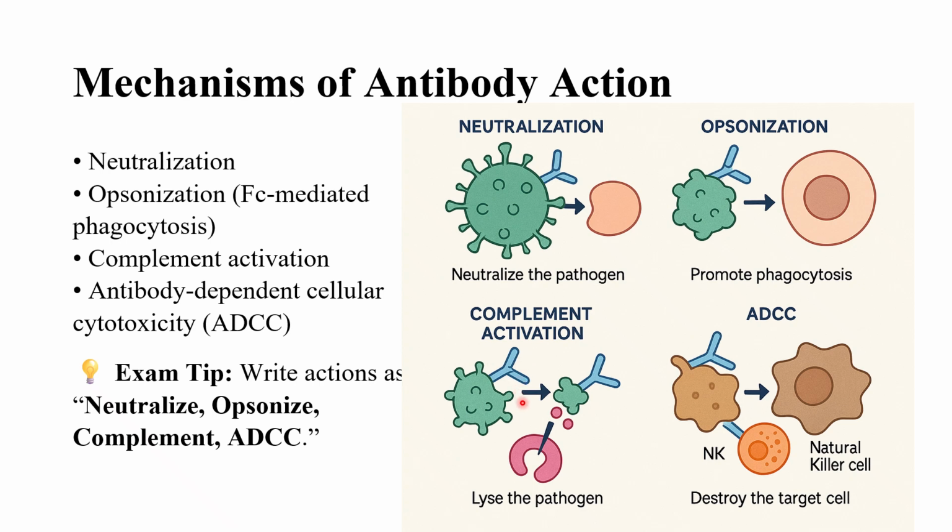Then we move to complement activation, the third mechanism. Here, immunoglobulin G or immunoglobulin M binding triggers the classical complement pathway. Complement proteins assemble in a cascade, amplifying one another until they form membrane complexes that punch holes in the pathogen's membrane, resulting in its lysis. So they lyse the pathogen.